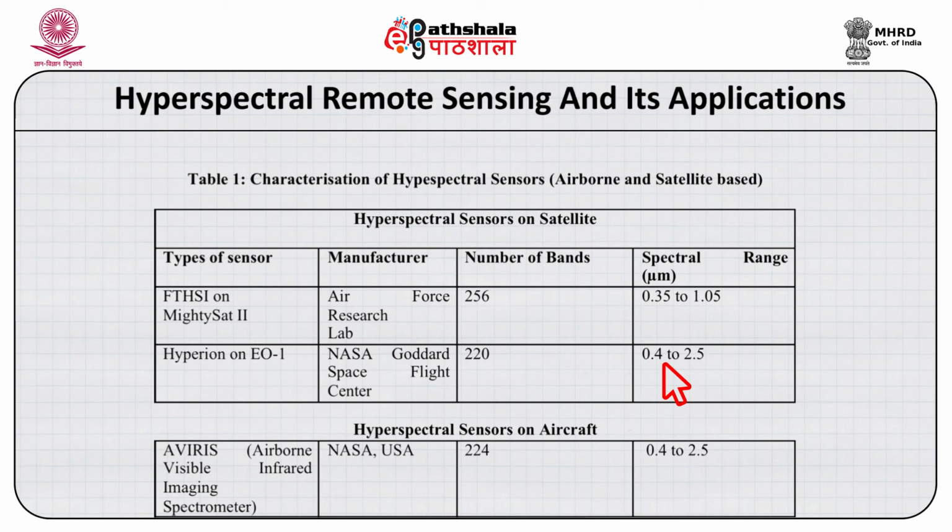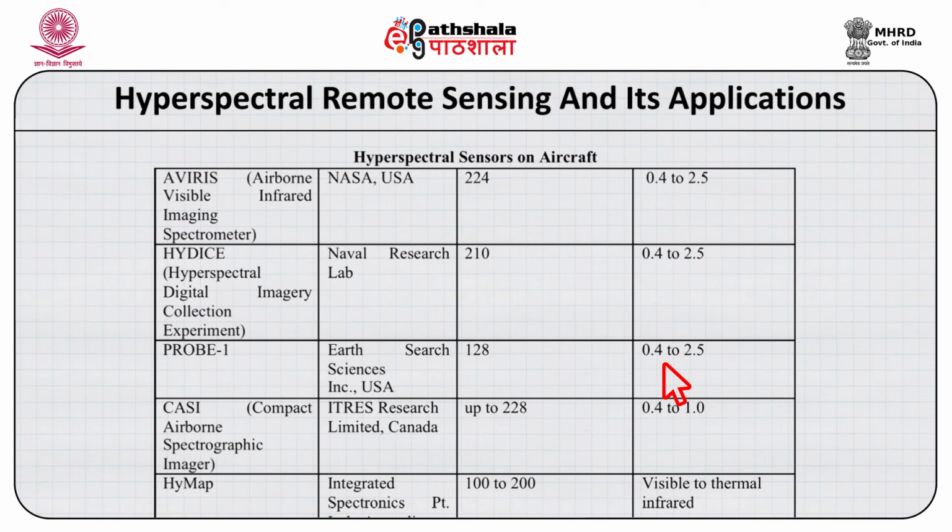Similarly, we have hyperspectral sensors on aircraft, not only satellite, that are not so commonly used because once we have the Hyperion data, we are not using those that much. One is called Airborne Visible Infrared Imaging Spectrometer, again a NASA product of the US, which has spectral bands of 224, and the spectral range is again 0.4 to 2.5. Similarly, another sensor is HYDICE, that is Hyperspectral Digital Imagery Collection Experiment. It is a Naval Research product which has spectral bands of 210 and the region is the same.